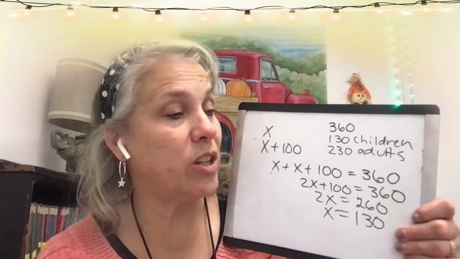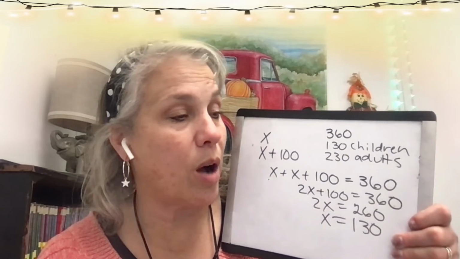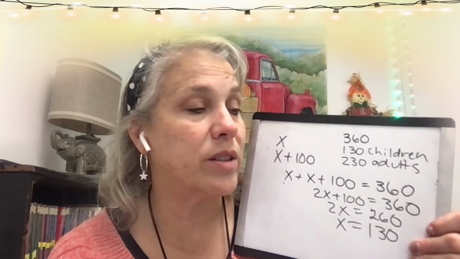All right, so just make sure when you answer a story problem that you answer the question. The question was, how many adults and how many children came out to play? So you say, how many adults, how many children? And then you check it. You see if your answer makes sense.